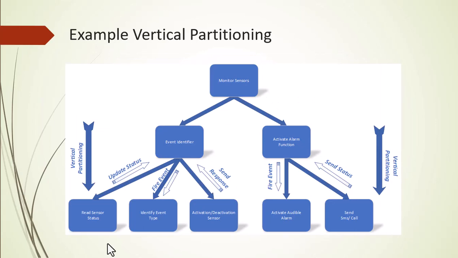Monitor sensors. So we have the following vertical partitioning. How does the event handler work? Using these three subsystems, first read sensor status, then identify event type, and then the activation and deactivation of sensor process occurs, and then the result is passed to the upper level.